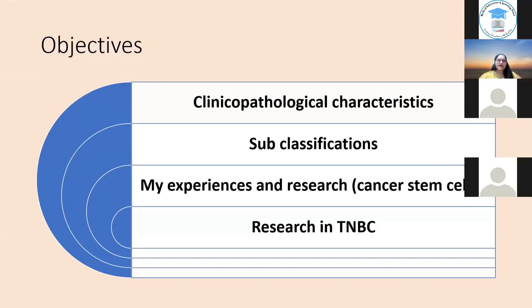So in this session, I'm going to talk only about the basics, but not much about molecular, but a few pointers on molecular. Because in the next session, if somehow we are going to have in future, we are going to talk in detail about the molecular aspects of TNBC.